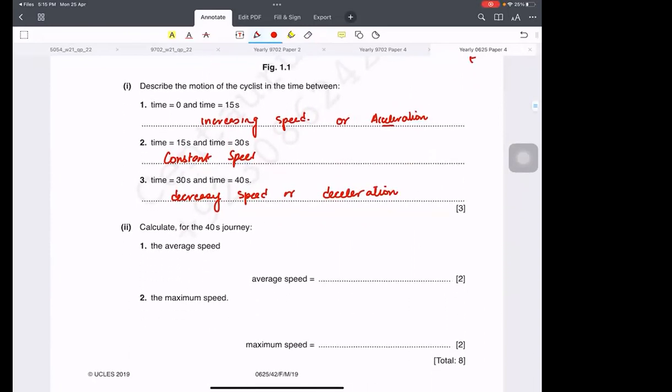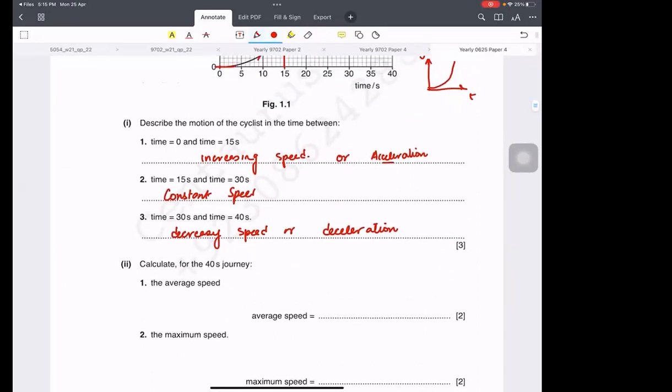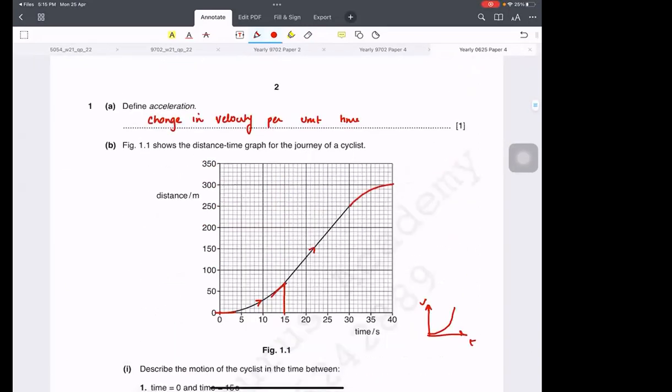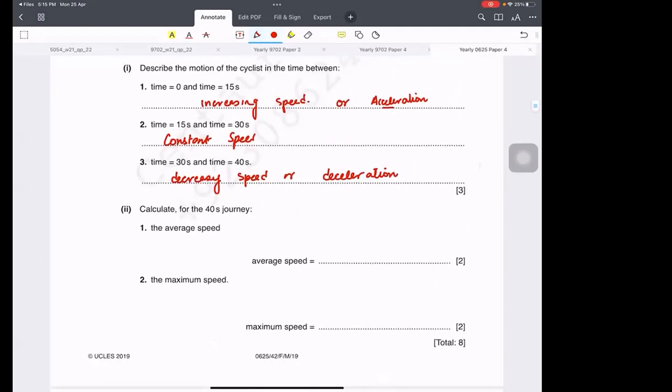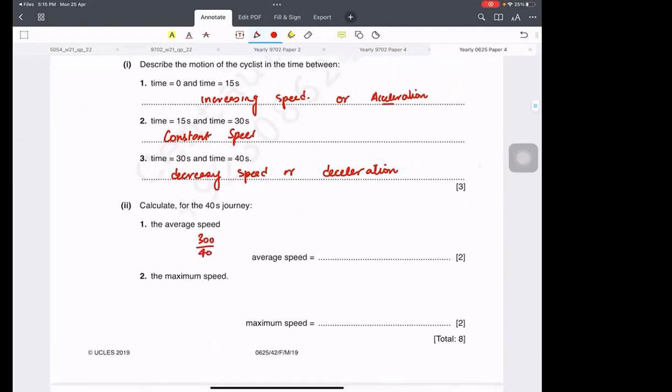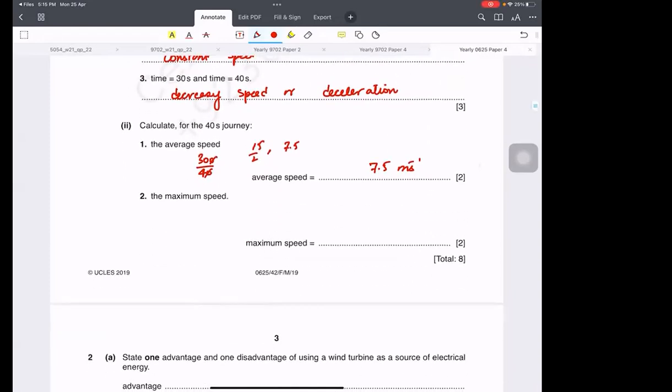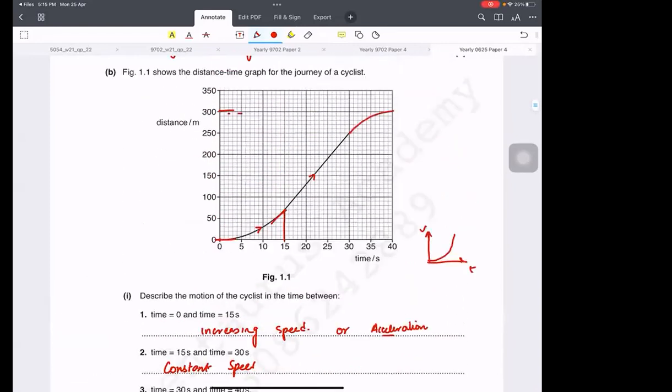Now the average speed for 40 seconds. So you go here, it's 300 divided by 40. That's 7.5 meters per second. So please make sure you write the correct units. Maximum speed. Maximum speed would be where you have the greatest slope, and that would be here.